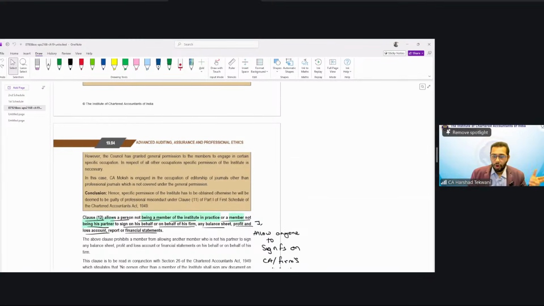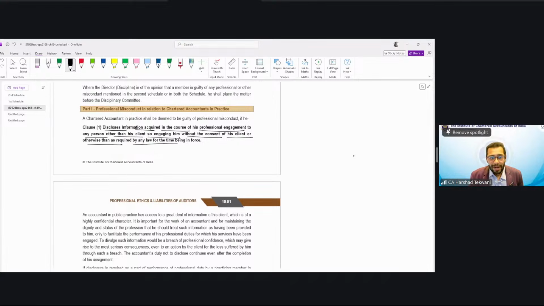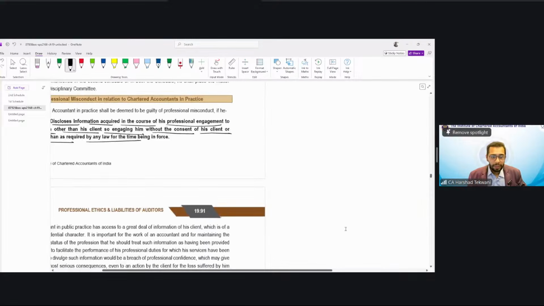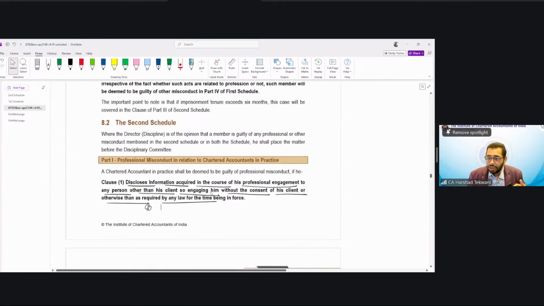Sorry, part 1, clause 1, second schedule. So what is clause 1? Clause 1 talks about disclosing information acquired in the course of professional engagement to any person other than his client, without the consent of his client or otherwise as required by any law for the time being in force. That means if you get any information during your professional engagement and you disclose it to any person other than the client, or without the consent of the client, or otherwise than as required by law, you will be held guilty of professional misconduct.